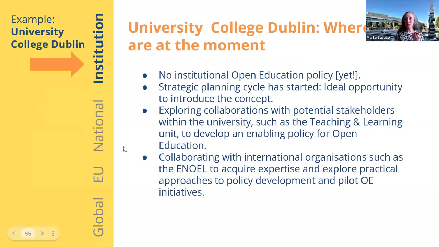And in terms of where we are at University College Dublin, well, we certainly don't have an institutional open education policy yet or any kind of open education service. However, we are at the beginning of our next strategic planning cycle. Our previous university strategy covered until 2024, and we are now moving into the next planning cycle. So this is an ideal opportunity for us to introduce the concept of open education and the idea that we need to start thinking about policies and training for educators.